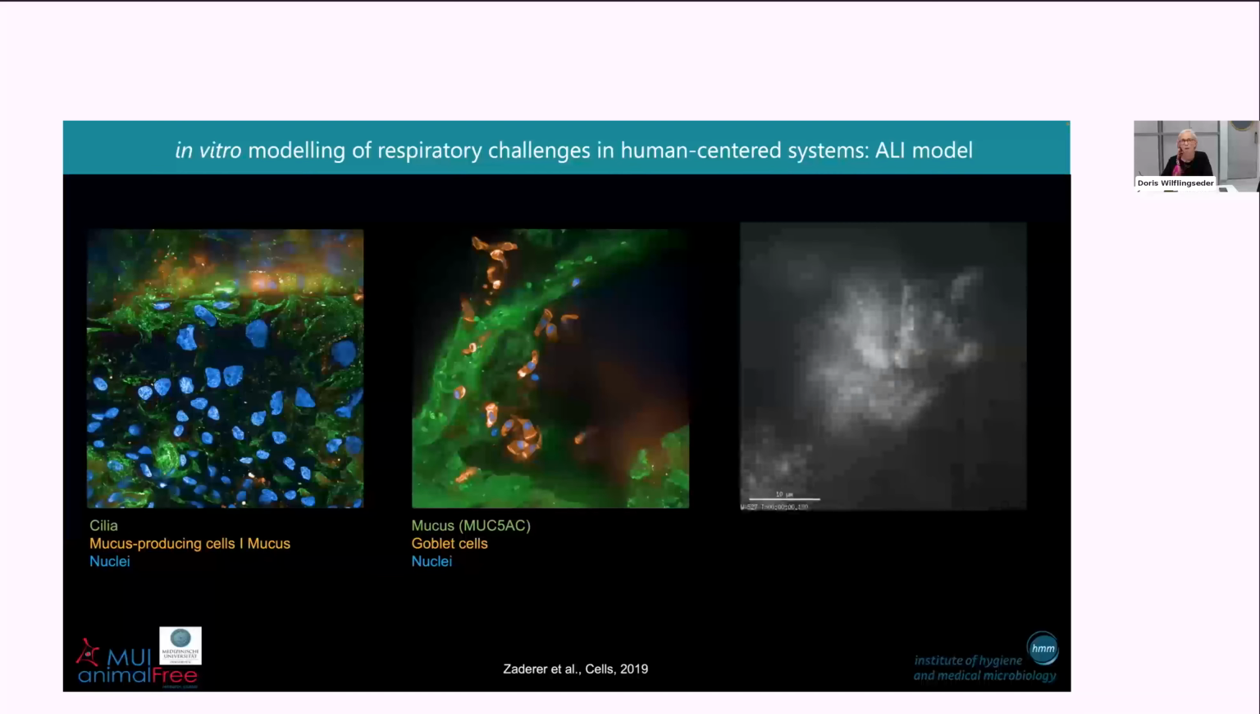And this is how the system looks when we do immunofluorescence or microscopic analysis. Here you can see the ciliated cells in green and the mucus-producing cells in orange. And you can see here a blurry matter, and this is the mucus produced by the cells. And here on the right-hand side, you can see a nice live cell analysis of the ciliated cells.